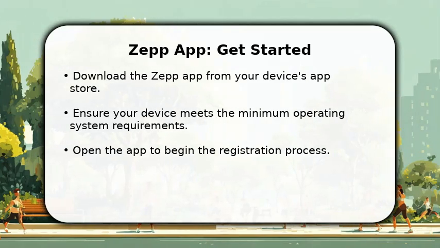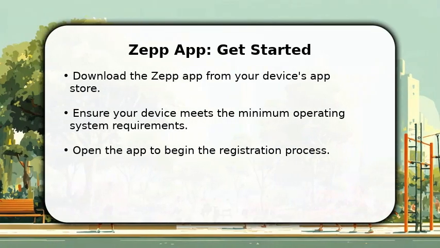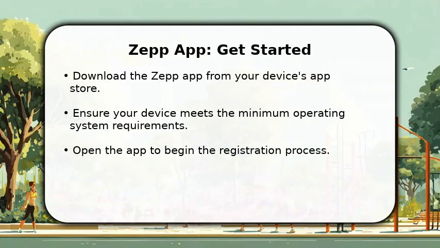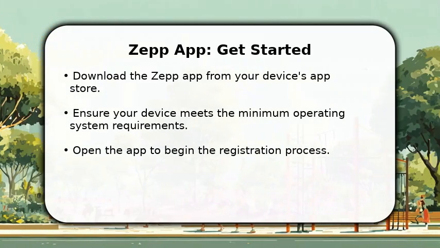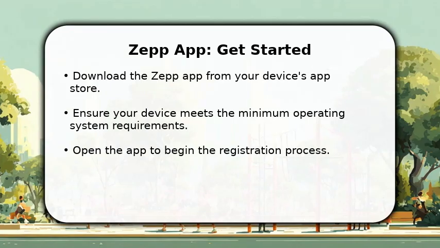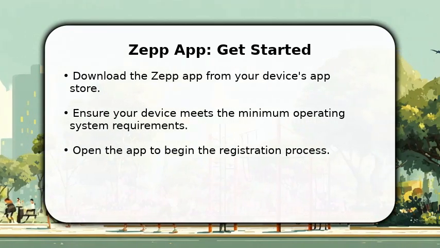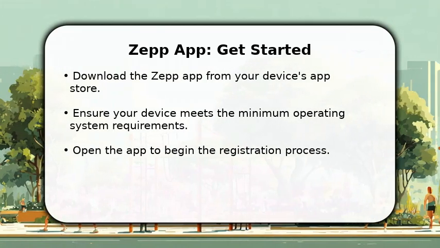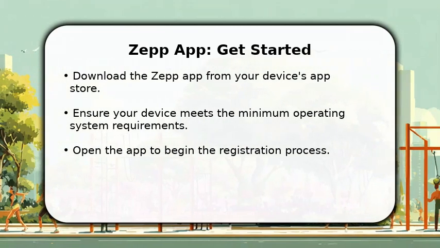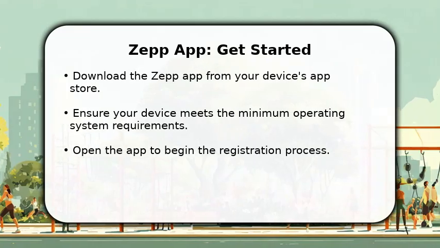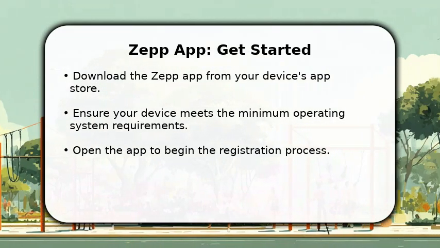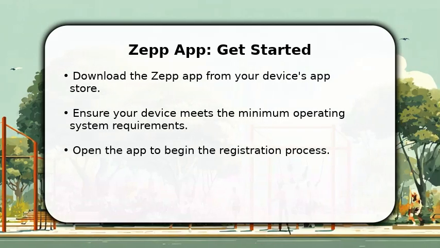In this video, I will show you how to sign up for the Zepp app. First, locate the Zepp application in your device's App Store, whether it's the Apple App Store or Google Play. Download and install it, ensuring your operating system is up to date for optimal performance. Once installed, tap the app icon to open it and begin your registration journey. This initial step is crucial for setting up your personalized health and fitness tracking experience.